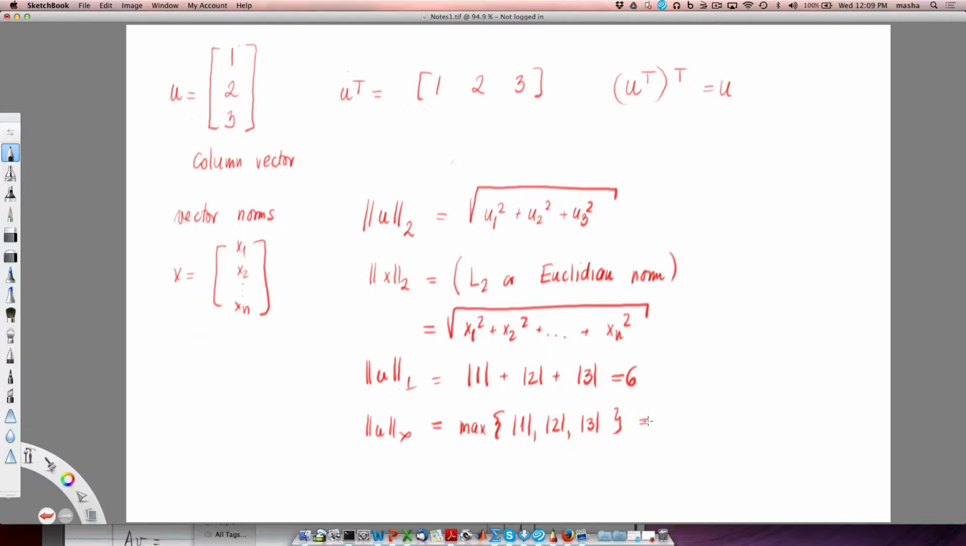So maximum is obviously 3. So obviously I can see that I have different numbers. In this particular case, I would have a square root of, we never computed it, square root of 1 square plus 2 square plus 3 square. 3 square is 9 plus 4 plus 1, that is square root of 14. So I have 3 different numbers: square root of 14, square root of 6, square root of 6 and 3. Okay? So I have different measures.